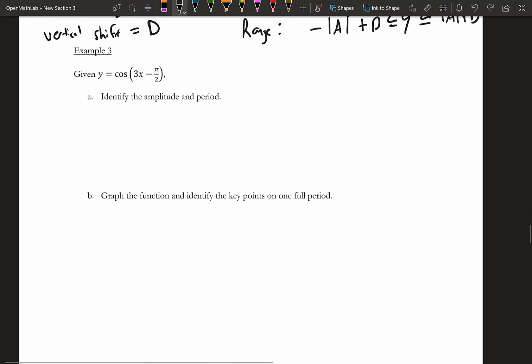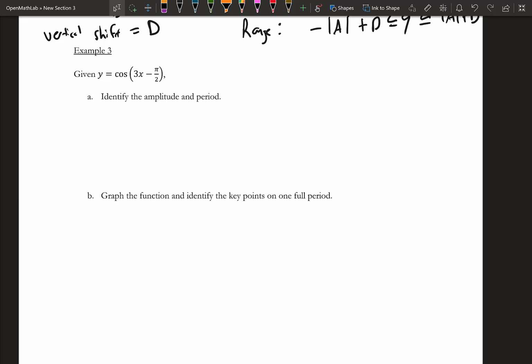Now that we know that, I have 3 more examples to look at, and then for objective 5 we have 1 more example to look at, and then we'll be finished up with this video. So let's look at example 3, which is the function y equals cosine of 3x minus pi over 2. We want to identify the amplitude and the period.